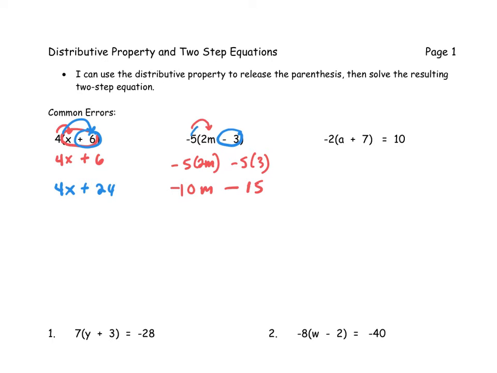So the first term, negative 5 times 2m, would indeed be negative 10m. But then we'd have negative 5 times negative 3, and that would be a positive 15. And that is actually the most frequent error I'm seeing: not using the sign in front of the term.